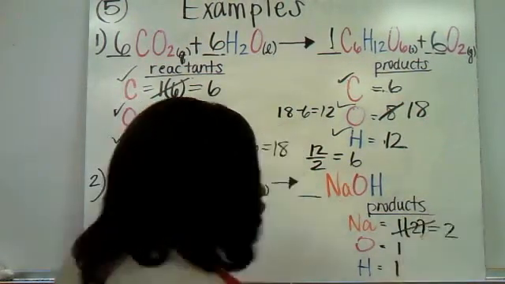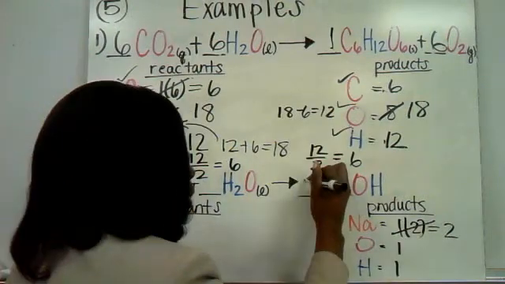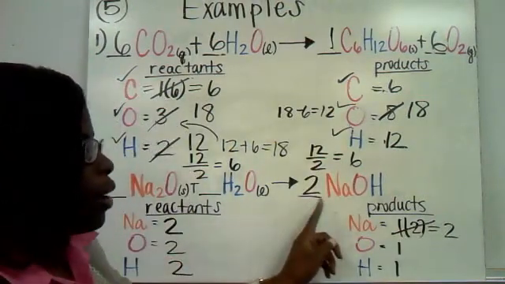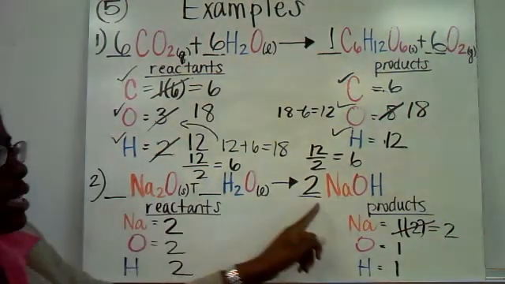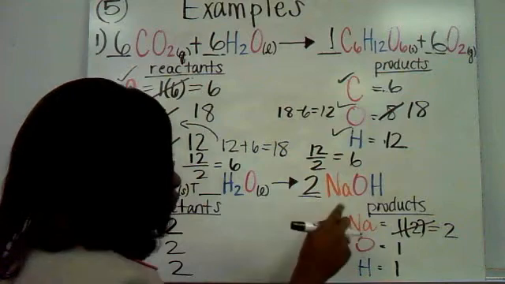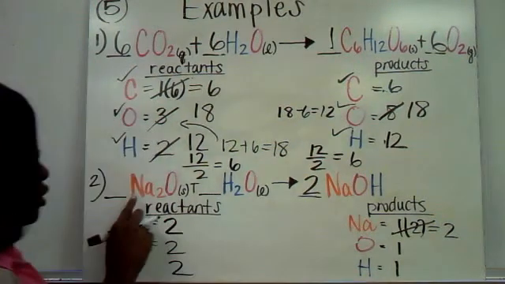We no longer have 1. We cross that out. So I'm going to write a 2 coefficient here because once I multiply by 2, I have enough sodiums on both sides. It is balanced. So 2 sodiums on this side, 2 sodiums on this side.